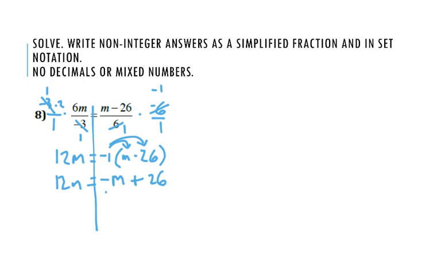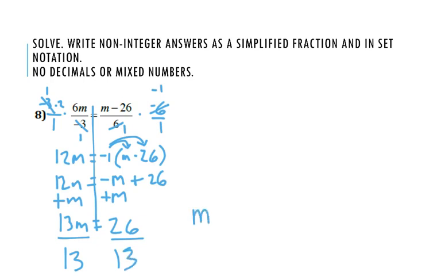Let's get our m's to the same side, so we'll add 1m to both sides of our equation, which results in 13m's equals 26. Now that m is on one side of our equation only, we're going to do the opposite of what's happening to m. So right now we're multiplying it by 13, so we need to divide it by 13, which results in the equation m equals 2. So to put this into set notation, we have the set m such that m equals 2.